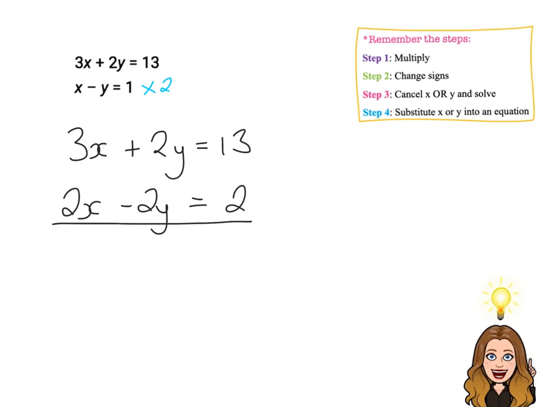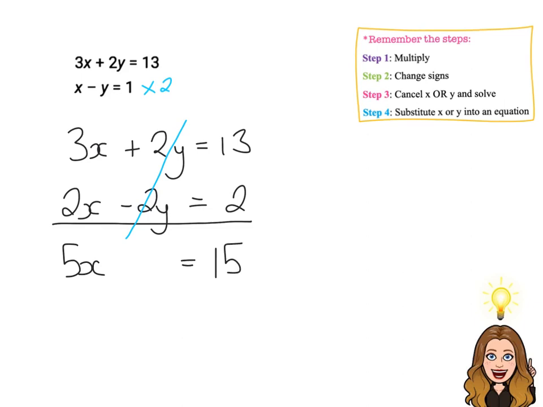And I don't have to do that here because I have a plus 2y and a minus 2y, so they're going to cancel anyway. So now I skip to step 3 and I say, well, 2y minus 2y is nothing. Okay, it's 0. And then I'm left with, well, 3 plus 2 is 5x equal to 13 plus 2 is 15. And now I simply solve for x.